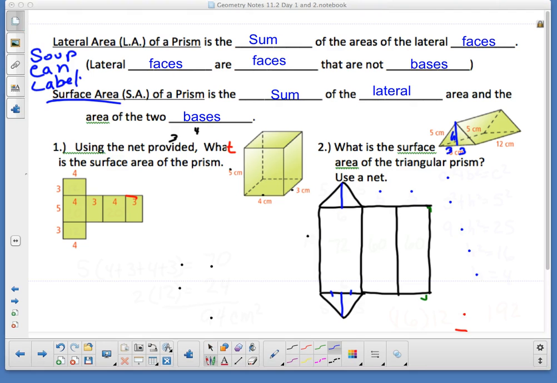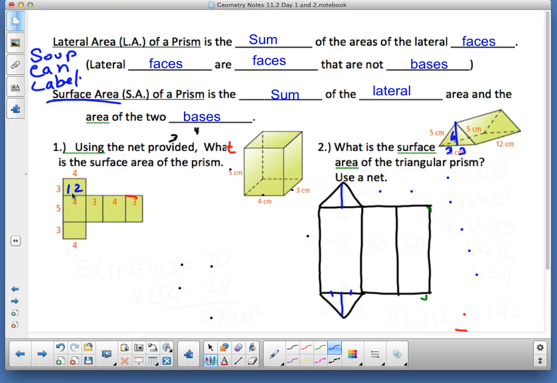Now, just like back in the day, 3 times 4 is 12. 5 times 4 is 20. 5 times 3 is 15. 5 times 4 is 20. 5 times 3 is 15. 3 times 4 is 12. We're going to learn about some shortcuts, because I could totally add these up, no problem.